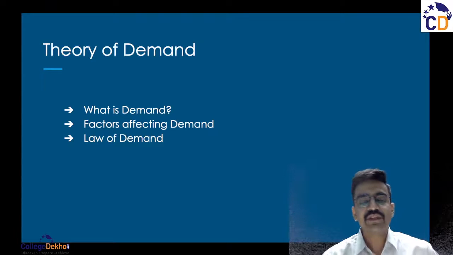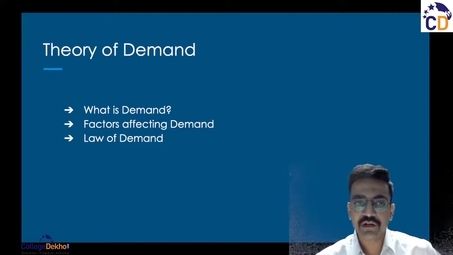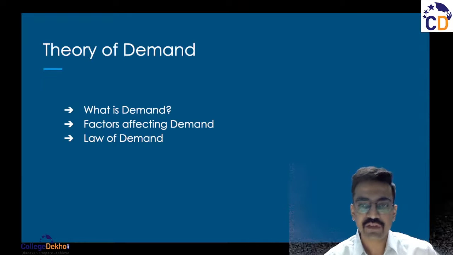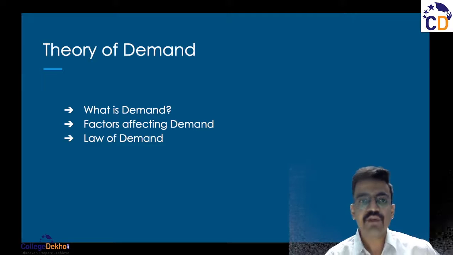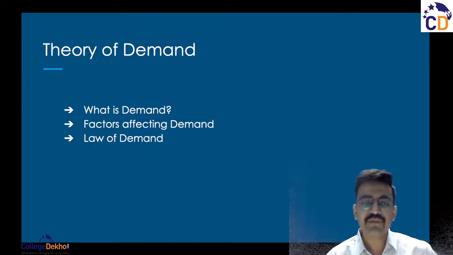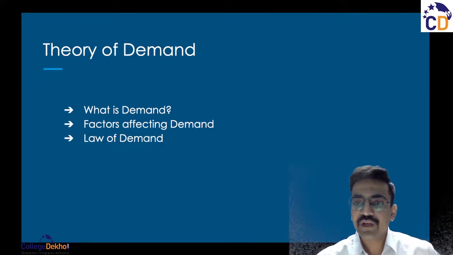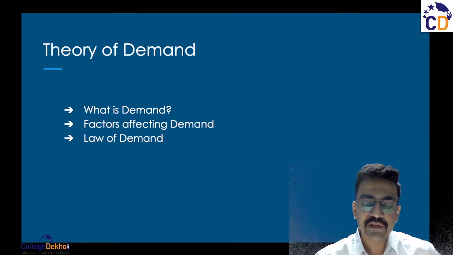So at a particular period of time, as of now, my willingness to purchase this model of iPhone for 1 lakh rupees is the demand that I am making as a consumer, right? So it is the quantity of a commodity which a consumer is willing to buy at a particular price during a particular period of time, right?